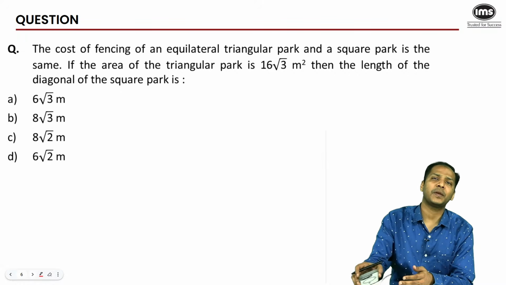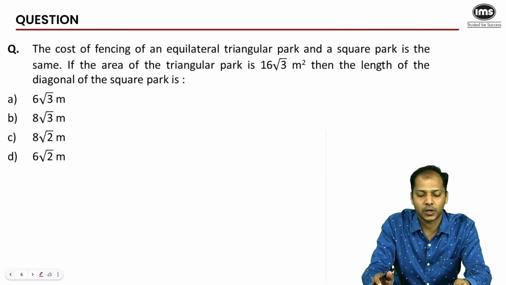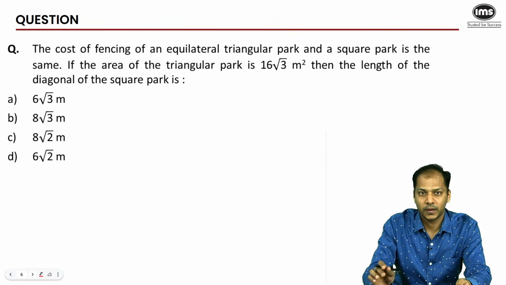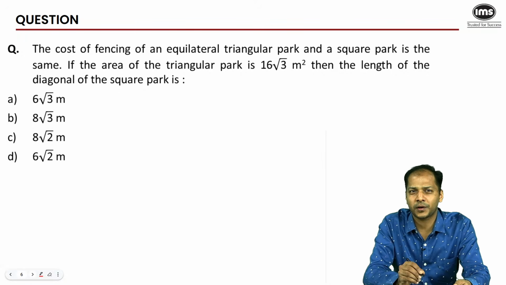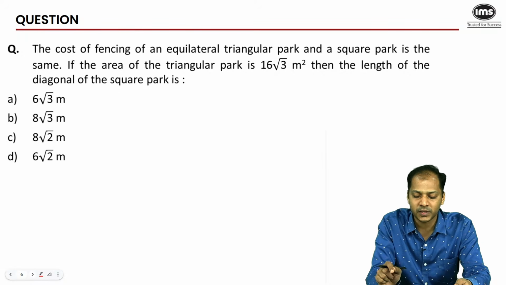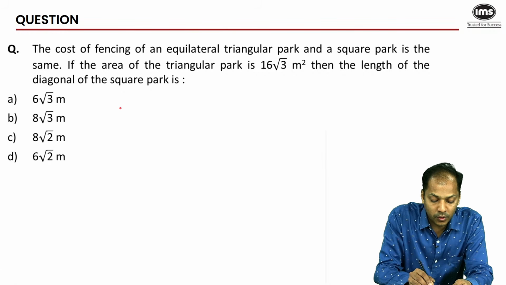I think it's enough time. Let us now discuss. You would have thought of the concepts involved. So the cost of fencing would be proportional to what? The rate of fencing was not given. The overall cost of fencing a triangular park and a square park is the same. If the area of the triangular park is this much, then find the length of the diagonal of the square park. So first of all, cost. This one is not so straightforward.